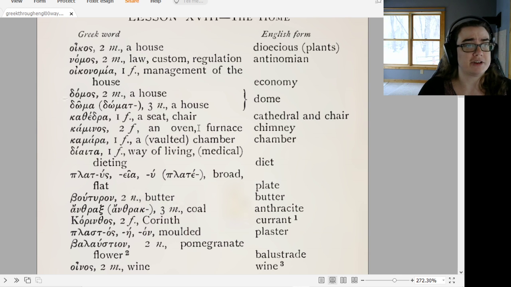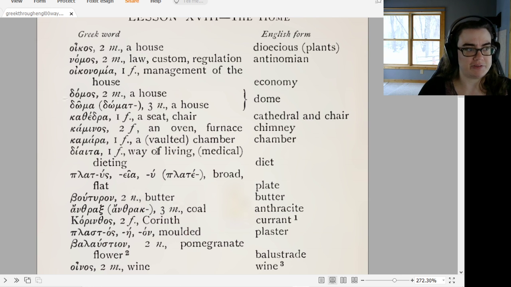Caminos, an oven, furnace. Sorry, not furnace. Don't see that very often. Don't see chimney very often in Greek. Kamara, a vaulted chamber. Chamber. Wood. Yeah, these are words I'm not really familiar with. I guess when you're reading Thucydides, they don't talk about the furnace very much.